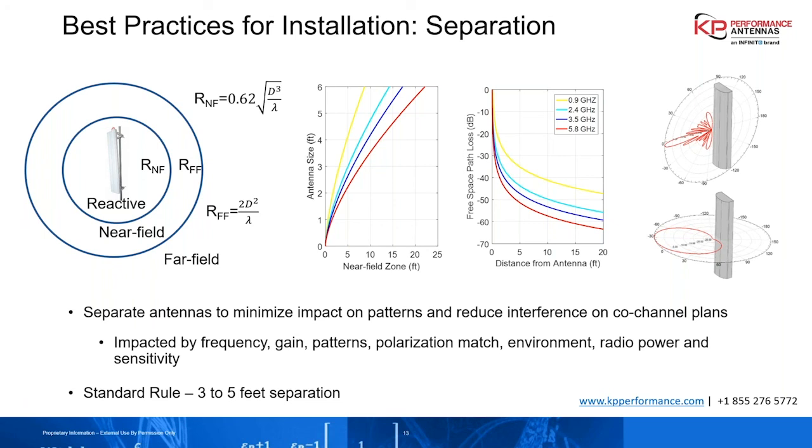Omnis are also very similar. If you place them side by side, you end up getting ripples in the patterns. So try to separate them out even more than you would sectors. You want to put your separation, the angles between the antennas, such that they're in null zones of the patterns, and that'll help minimize the impact on each other, and make sure you optimize your performance.